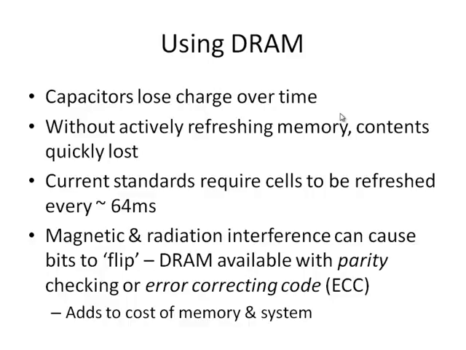It's also possible that magnetic and radiation interference can cause a bit to flip randomly. So more expensive DRAM is available that uses some sort of parity checking or error correcting code. These DRAM modules generally cost a little bit more because it adds extra circuitry, so the memory cost in the system will be higher. And for a lot of systems you will find that you are able to buy memory modules with or without error correcting code, and the error correcting code chips and modules will normally cost a bit more than the modules without.